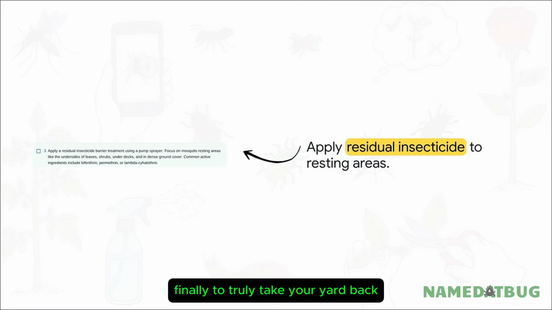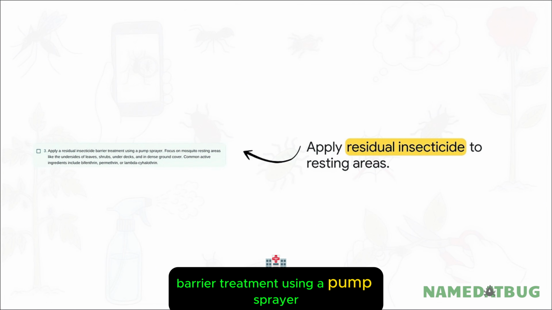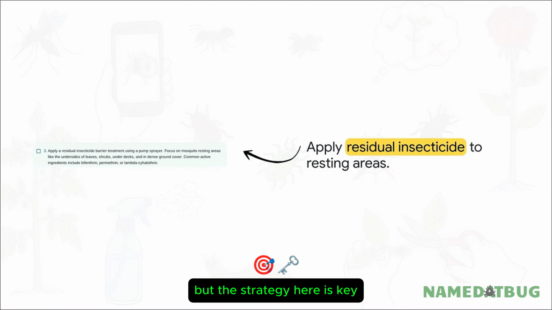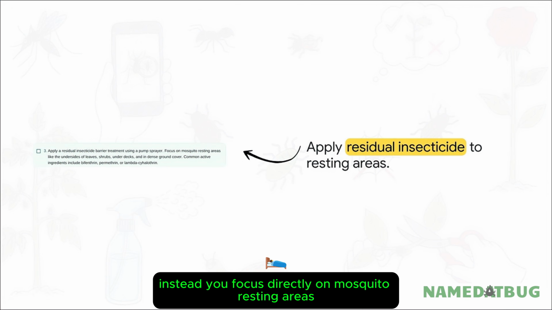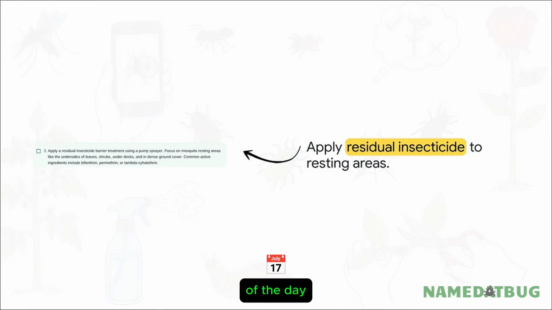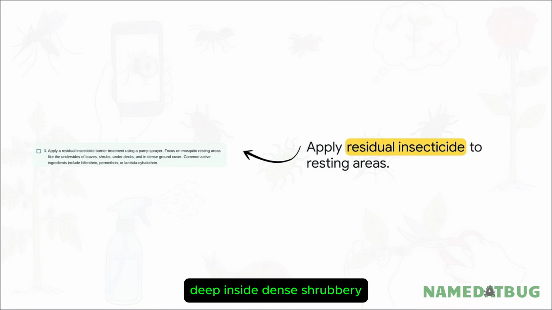Finally, to truly take your yard back, the plan recommends a residual insecticide barrier treatment using a pump sprayer. But the strategy here is key. You don't just spray randomly into the air. Instead, you focus directly on mosquito resting areas, those cool, damp, shady spots where they hide out during the heat of the day. You're going to want to spray the undersides of leaves, deep inside dense shrubbery, and right under your decks.